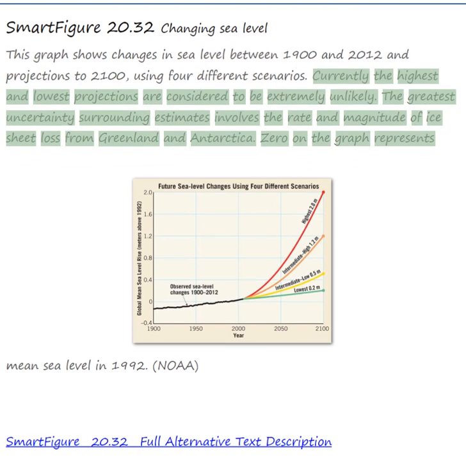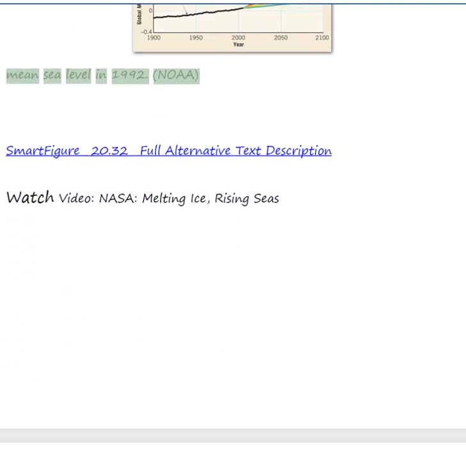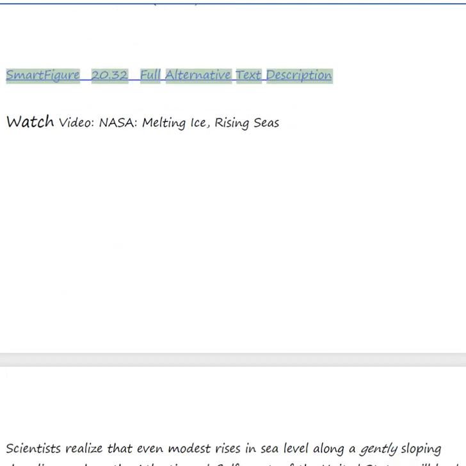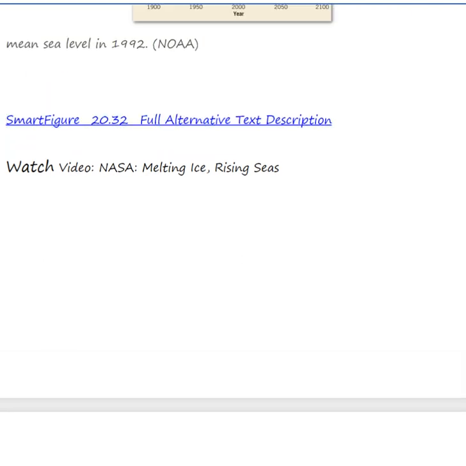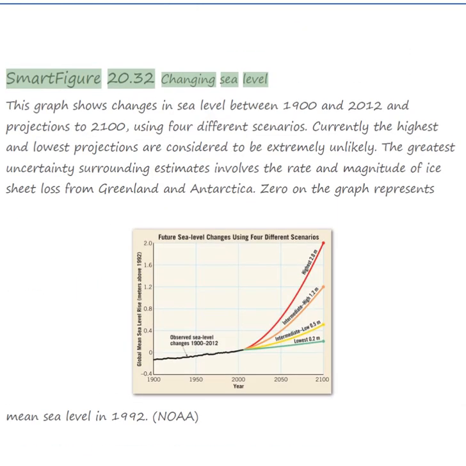Currently, the highest and lowest projections are considered to be extremely unlikely. The greatest uncertainty surrounding estimates involves the rate and magnitude of ice sheet loss from Greenland and Antarctica. 0 on the graph represents mean sea level in 1992. Smart Figure 20.32 full alternative text description. Smart Figure 20.32 changing sea level.